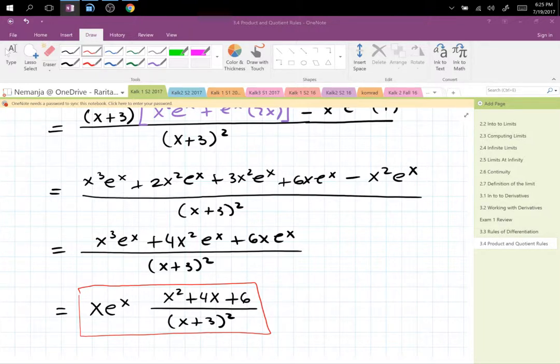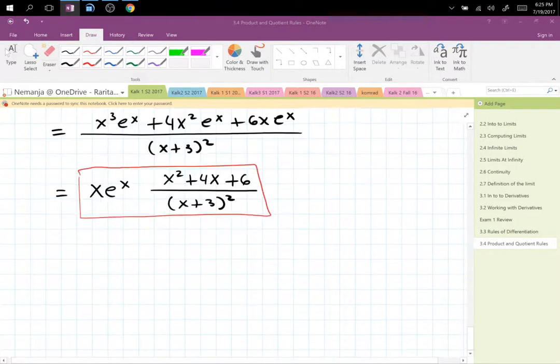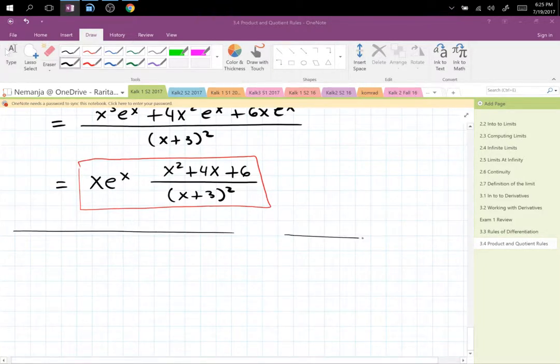Are you ready for the most important problem? That's the enthusiasm. Find the equation of the tangent line.